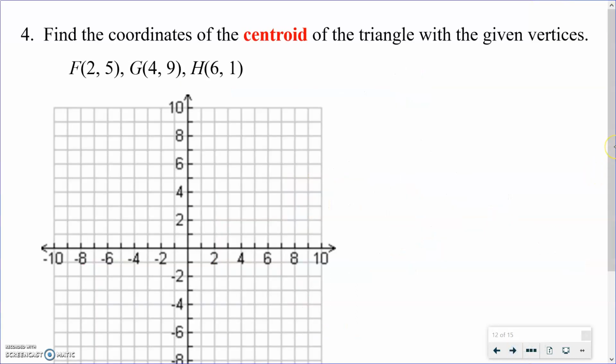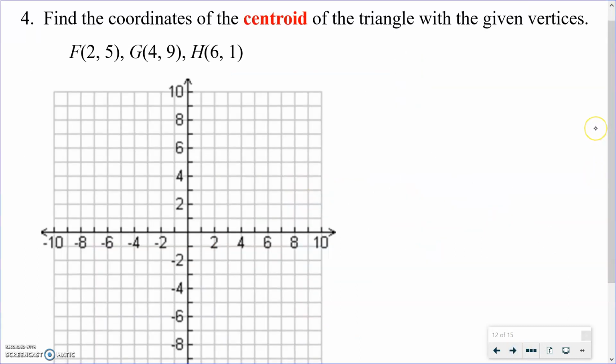Okay, the last thing we're going to do is find the coordinates of the centroid of a triangle with the vertices (2, 5), (4, 9), and (6, 1). So again, draw this triangle in here, and we need to find the medians. You need to find the midpoints between each of these, and you can do that graphically, or you can do that using the midpoint formula with each.